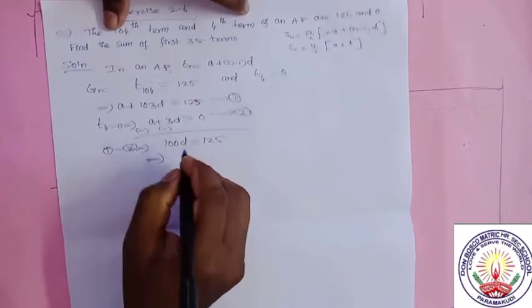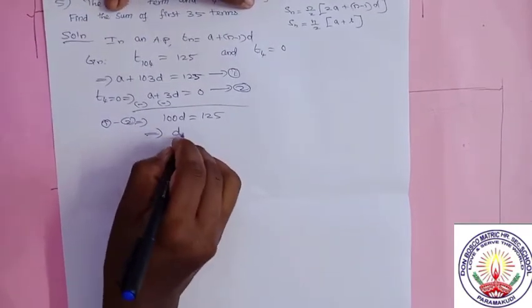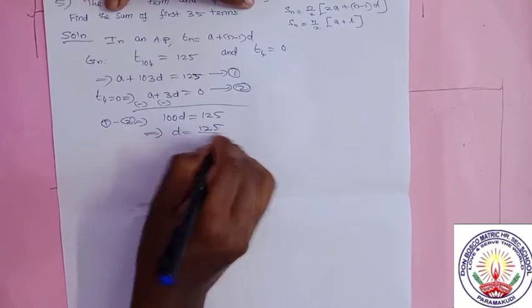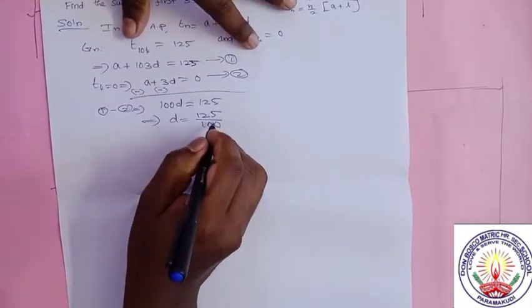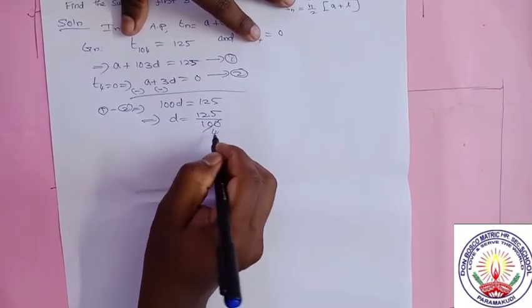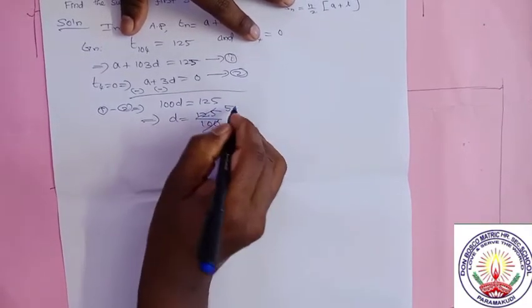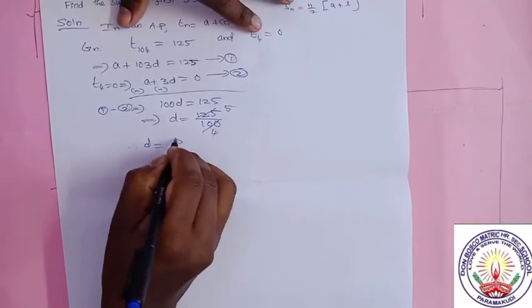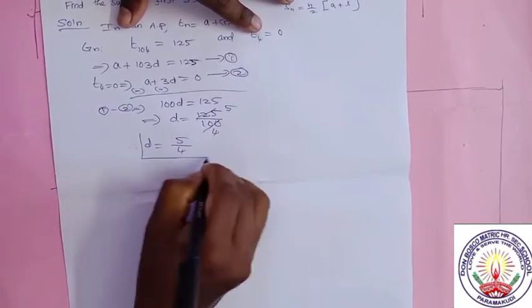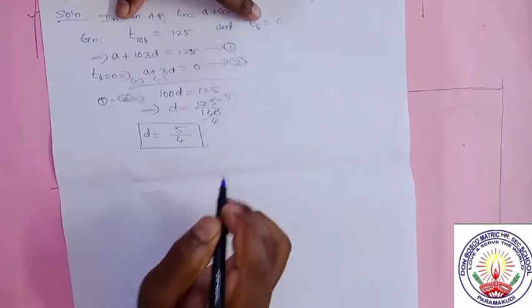Now we want the value of D. Therefore D is equal to 125 divided by 100. Both numbers are divisible by 25: 4 25s are 100, 5 25s are 125. Therefore D is equal to 5 by 4. D is equal to 5 by 4.